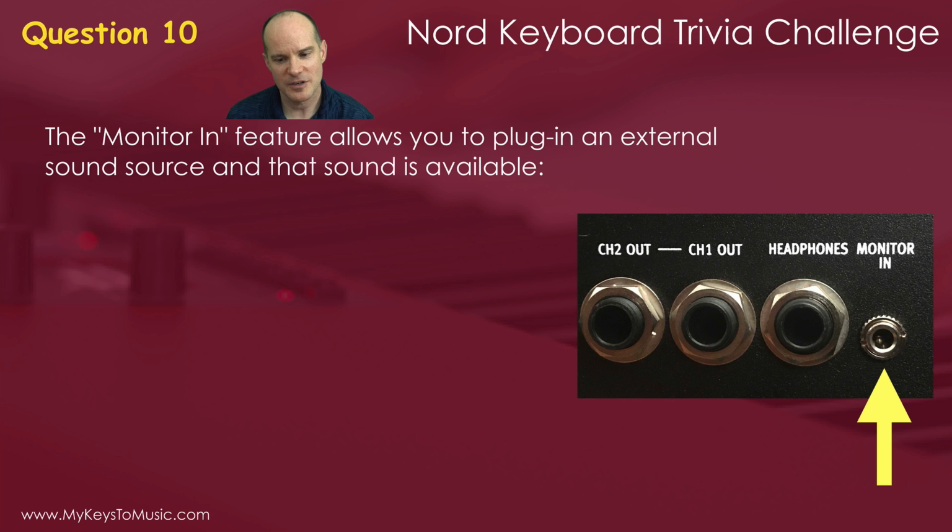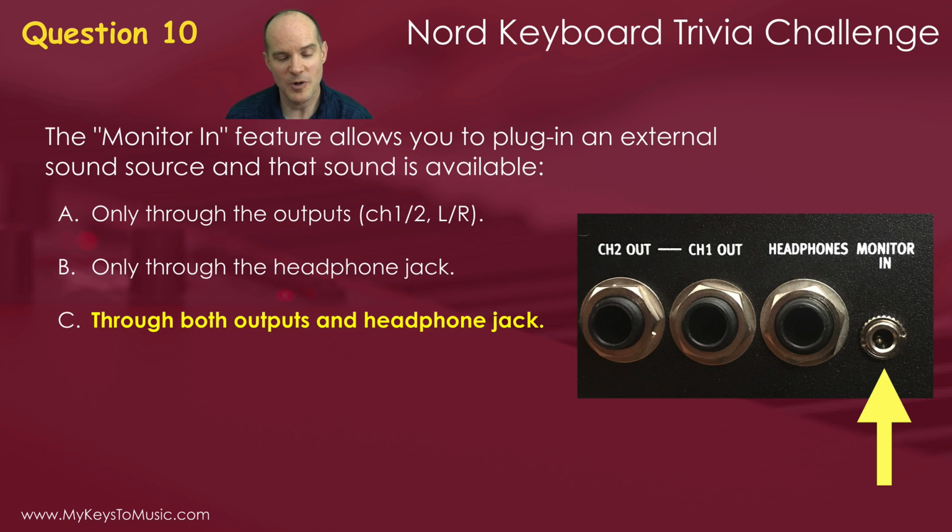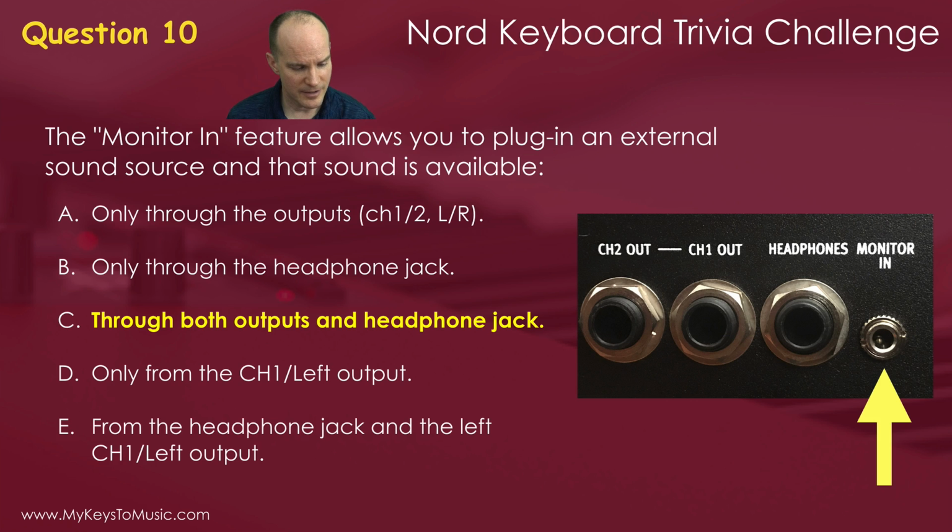The monitor in feature allows you to plug in an external sound source, and that sound is available. My assumption was it was only through headphones, but the truth is it's actually through both the headphones as well as the outputs. Both of those will allow you to hear that monitored sound in. So if you're in a rehearsal setting and you want to have a device pump your music that you're practicing to, you'll be able to hear it either through the outputs or through the headphones. And the one single channel has nothing to do with it.